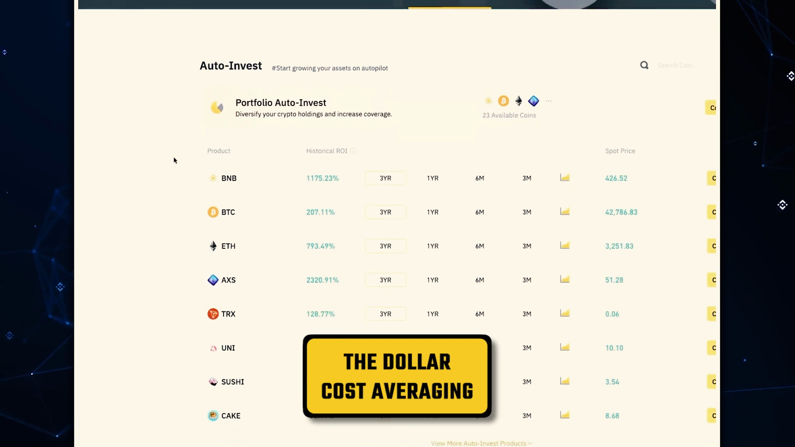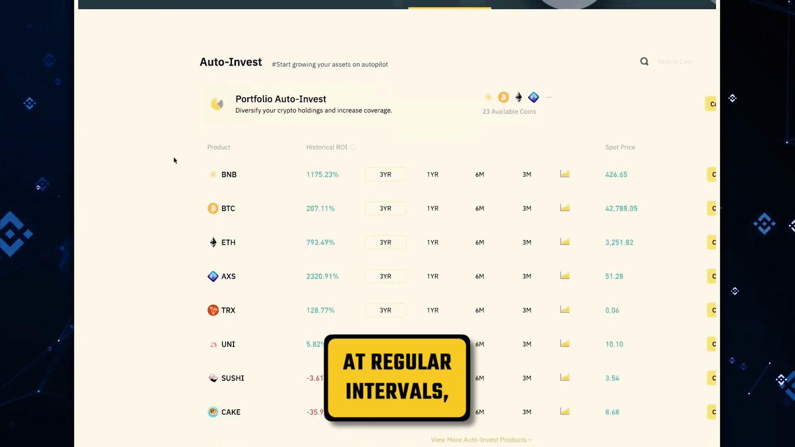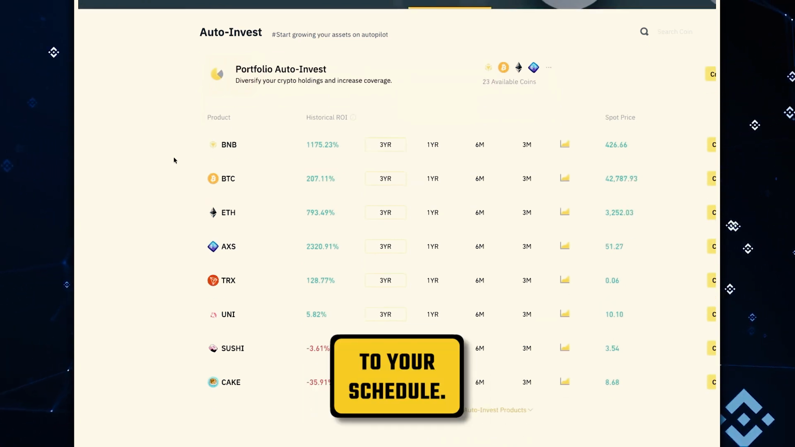The dollar-cost averaging strategy is a long-term approach that lets you invest a set amount of money at regular intervals, whether that's weekly, monthly, or according to your schedule.